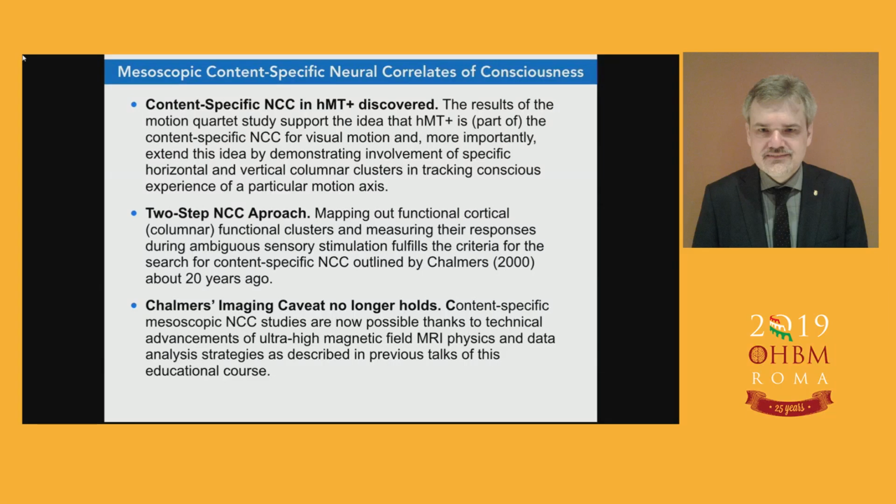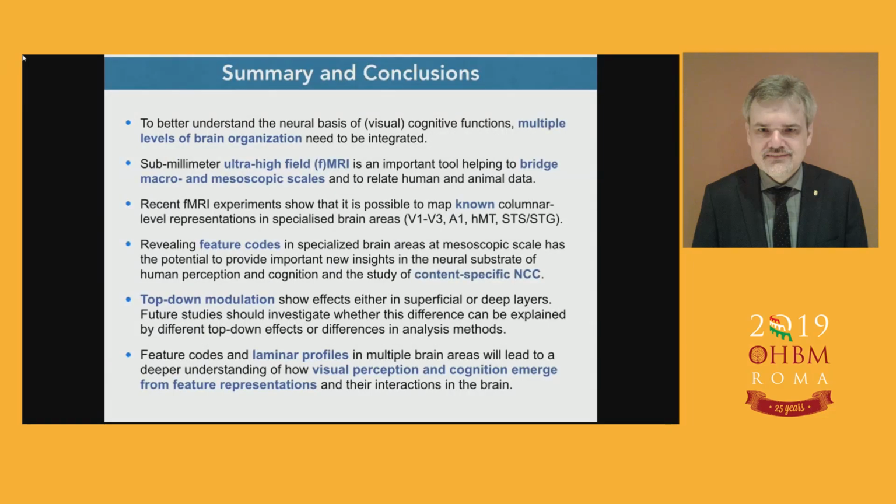And since my time is almost up, I just want to focus here on the last point. Chalmers' imaging caveat no longer holds. Content-specific mesoscopic neural correlates of consciousness studies are now possible thanks to the technical advancements of ultra-high magnetic field MRI physics and data analysis strategies, as the other speakers have described in their talks this morning. And finally, I will not read this here, it is just for you. I just want to stress that the impact of high-field MRI, not only to solve basic problems, but to really go beyond and shake a bit what we can do to understand cognition, representations in the mind, is opened by this field, and I'm very excited to see where this field is going.